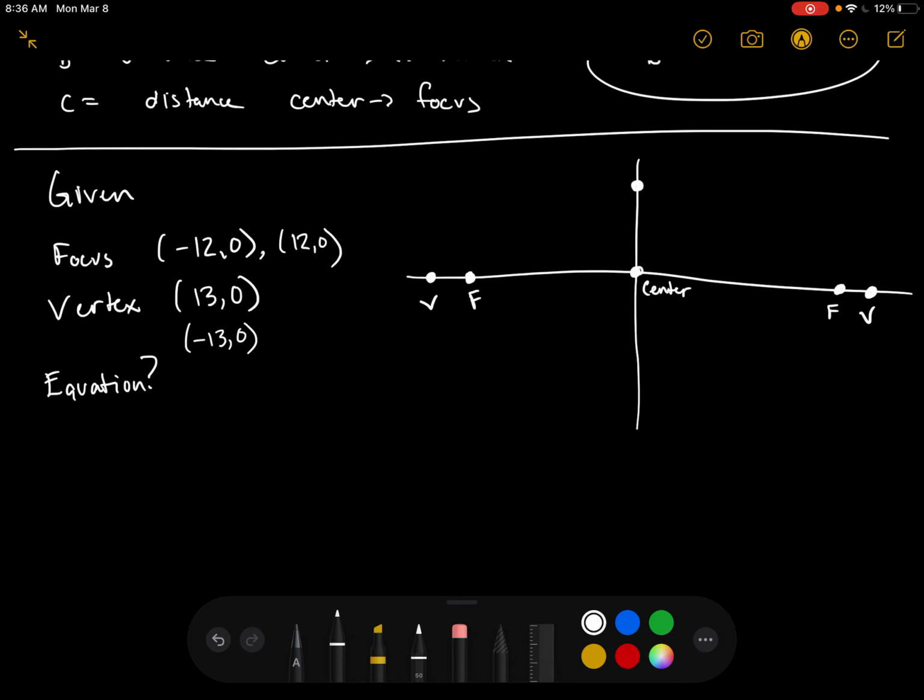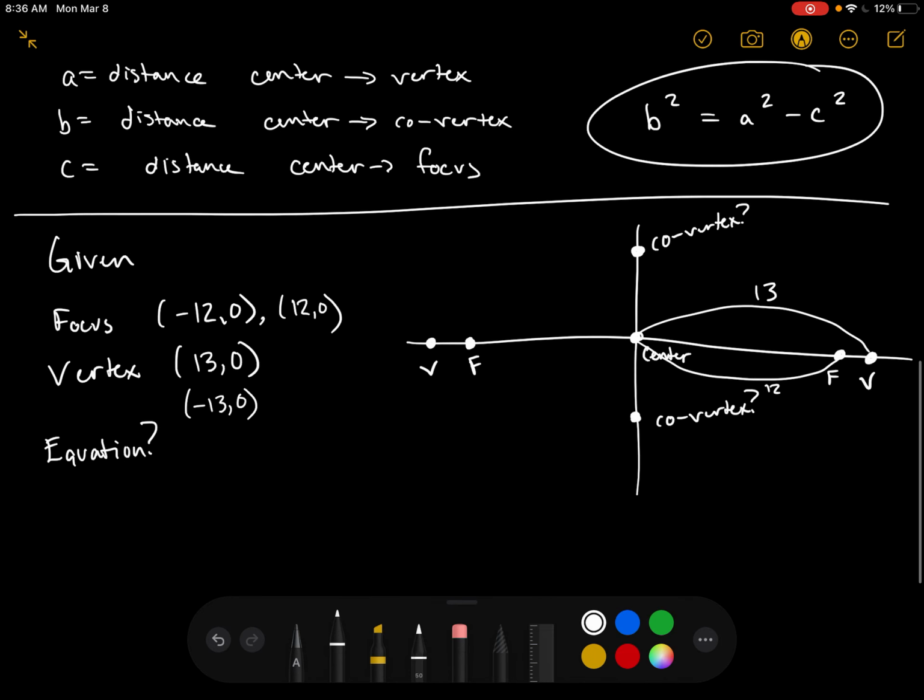Okay, so those are actually quite a few points. The only things that we're missing are the coordinates of the co-vertex. So we know that there's two of them, we just don't know where they are. And once we find that out, we'll basically be able to go through and solve. So first things first, the distance from the center to our vertex, if that's 13, 0, is 13. And then the distance from the center to the focus, if that's 12, 0, is 12.